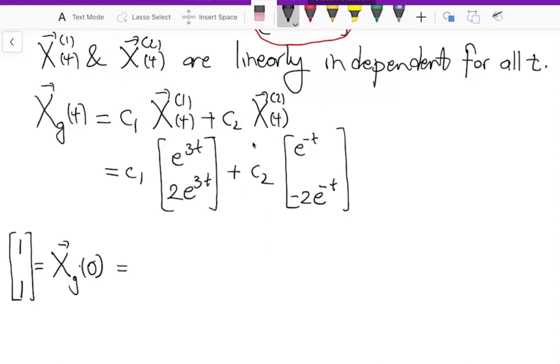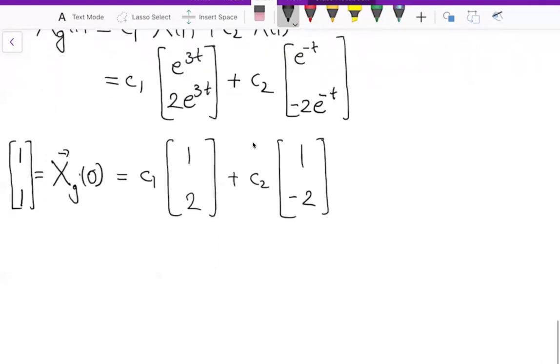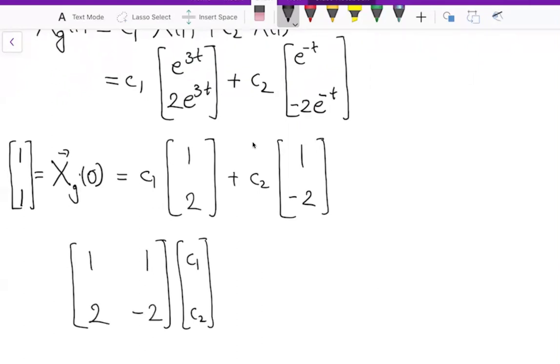So if you plug in 0 into the general solution, we get C1 times 1, 2, plus C2 times 1, -2. If you look at this, it is exactly solving the following equation: the matrix 1, 1, 2, -2 times C1, C2 is equal to 1, 1. Because if you read the above, we have C1 times 1 plus C2 times 1. That's your first equation, so we have 1, 1 as the coefficients. Then C1 times 2, C2 times -2. This is what we get.